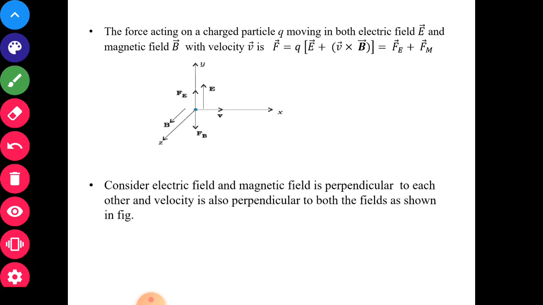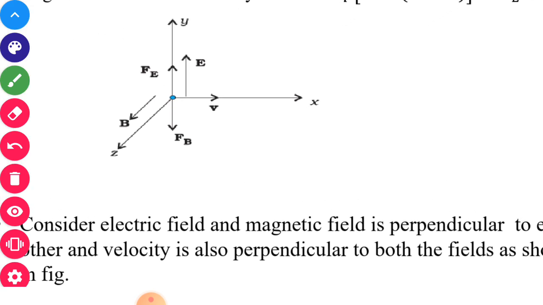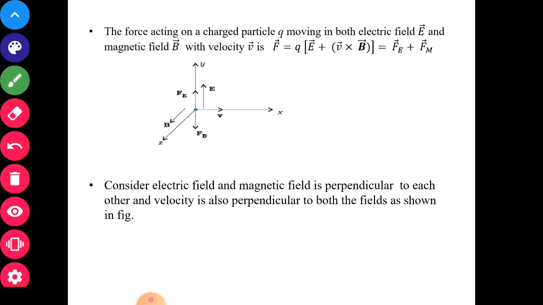So consider the electric field and magnetic field which are perpendicular to each other. You can see here the electric field is in which direction? It is in the Y direction, and the magnetic field is in the Z direction. So they are perpendicular to each other. Okay. And the velocity is also perpendicular to both, because the velocity vector is in which direction? It is in the X direction. So this velocity is mutually perpendicular to the electric field as well as the magnetic field.